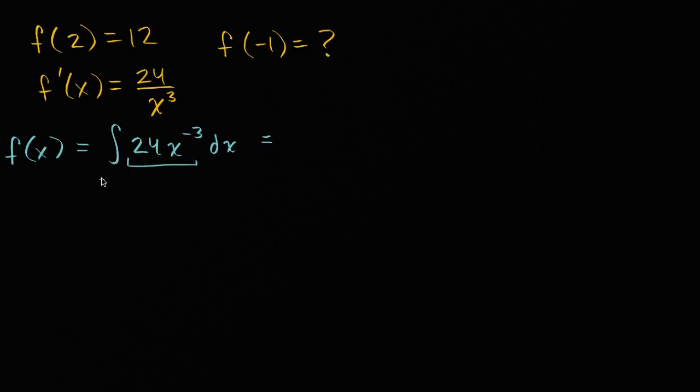Well, we're just going to do the power rule in reverse. So what we're going to do is we're going to increase the exponent. So let me just rewrite it. It's going to be 24x to the... We're going to increase the exponent by 1. So it's going to be x to the negative 3 plus 1. And then we're going to divide by that increased exponent. So negative 3 plus 1. And so that is going to be x to the negative 2. And then we divide by negative 2.